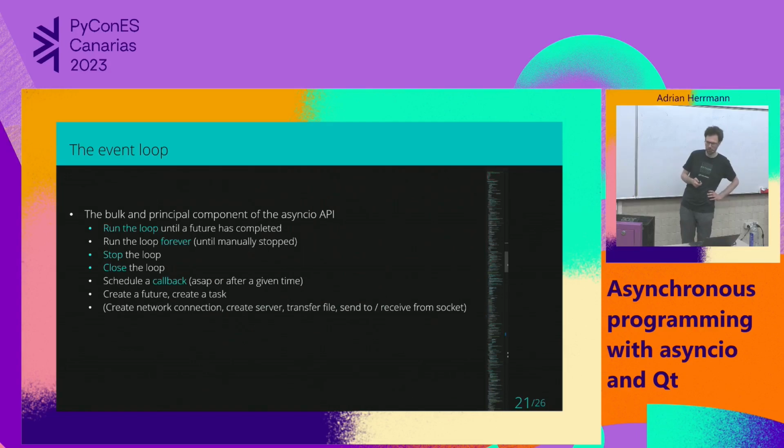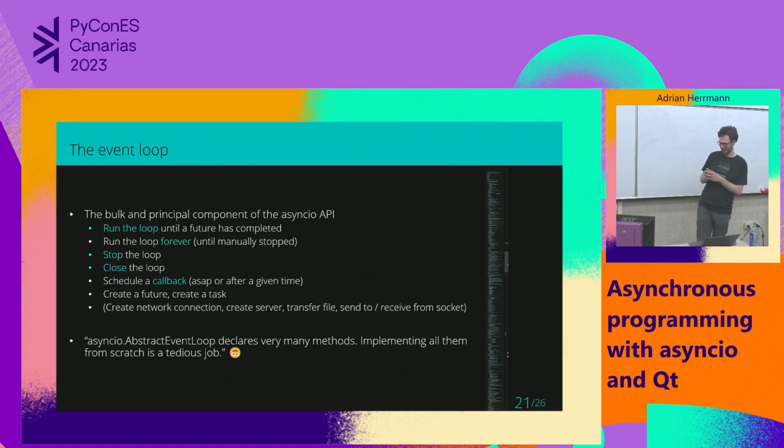So we've covered futures, tasks, and handles, and those are already the most important ones, apart from the event loop itself. The event loop is the bulk, the principal component of the AsyncIO API. It has functions in this API to run the loop until a future is completed, to run it forever, or to stop the loop, close the loop, schedule a callback, create futures and tasks, and in brackets, this user-facing API that I'm not talking about here, but all this is part of the event loop API. So it's quite a bit. This minimap might give you an impression. This is my implementation, and it's still not finished.